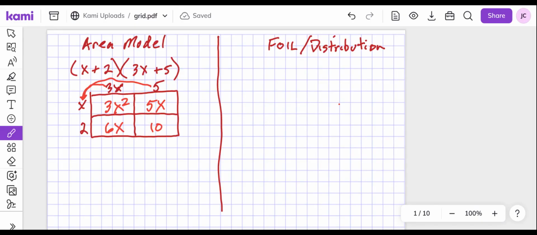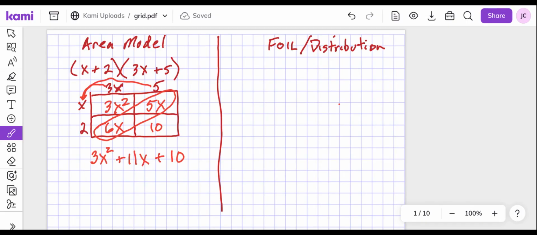Okay. The next step here then is to combine like terms. Keeping in mind our like terms will always be on a diagonal. So right here is like terms. So combine like terms, but also go ahead and write the rest of them. So 3x squared, then I've got plus 5x plus 6x, 11x, and then plus 10. So that's how you do the area model, what I like to call the box method.